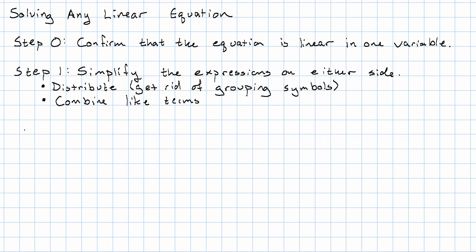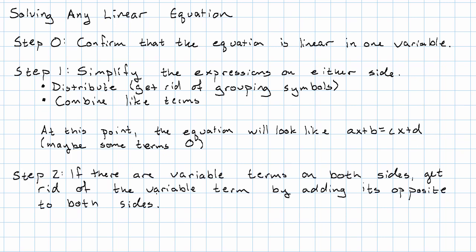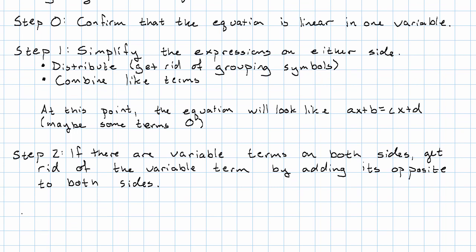After this point, all equations will look the same. We'll have a number times x plus another number equals a number times x plus another number, and maybe some of the terms are 0. So some of the terms might be missing in our final equation. Once we're down to an equation that looks like this, if we do have non-zero variable terms on both sides, we'll get rid of the variable term by adding its opposite to both sides.